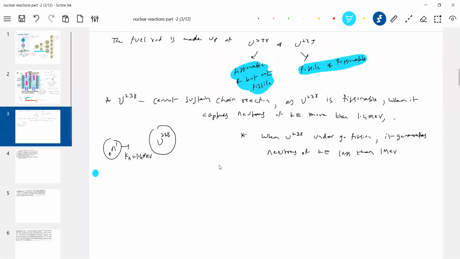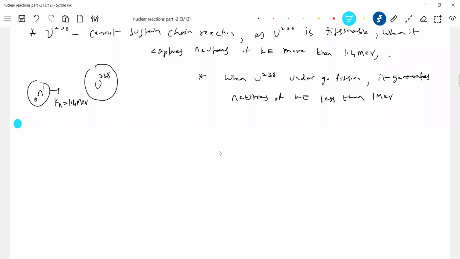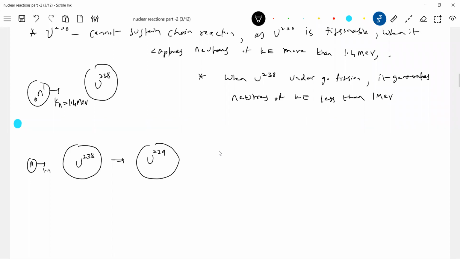Now we have breeder reactors, as they are called. When uranium-238 captures the neutron, it will become uranium-239. This is another problem: it need not undergo much fission. Instead of undergoing fission, it will undergo beta decay. It will eject an electron, beta emission, beta minus.